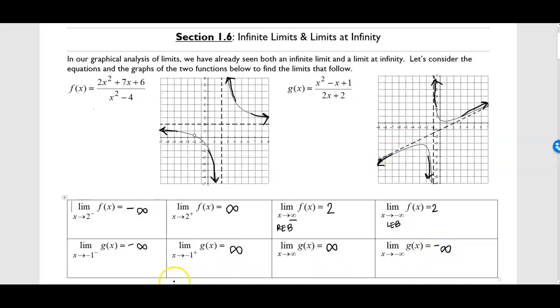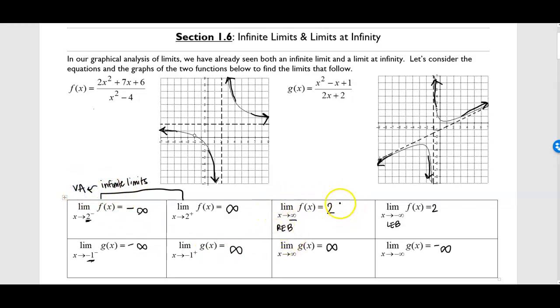So we have special names for these types of graphs. The first set here on the left side, where we get infinity as our answers, those are called infinite limits. If you're taking the limit as x approaches a constant, like 2 or negative 1, and you get an answer of infinity or negative infinity, that's an infinite limit. And that really means that you have a vertical asymptote.